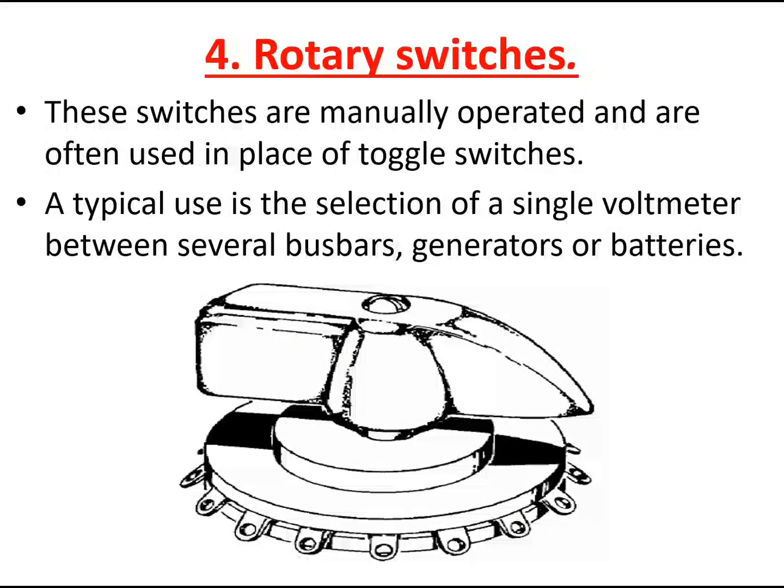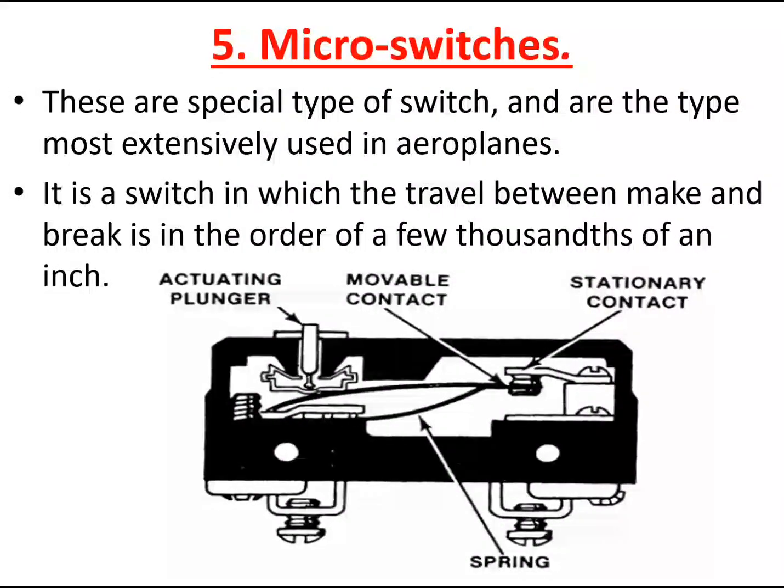Rotary switch. These switches are manually operated and are often used in place of toggle switches. A typical use is selection of a single voltmeter between several busbars, generators and batteries. Micro switches. These are special types of switch and are the type most extensively used in aeroplanes. It is a switch in which the travel between make and break is of the order of a few thousandths of an inch.